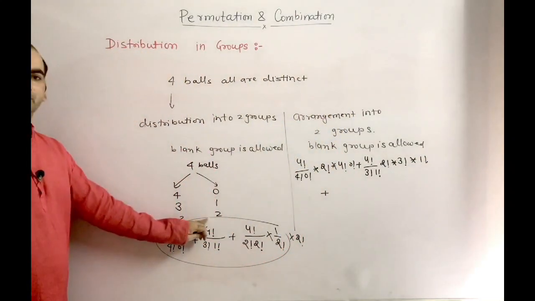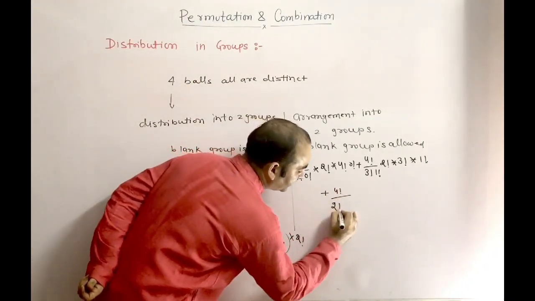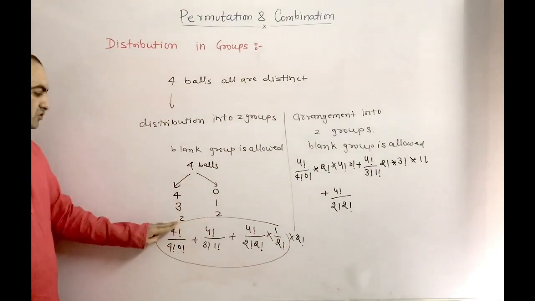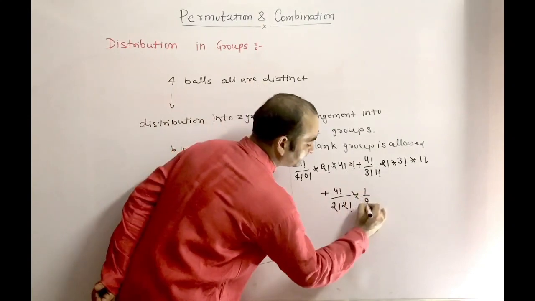2 comma 2. So what will come? 4 factorial divided by 2 factorial, 2 factorial. Now these two groups are the same size, so what we will do? Into 1 by 2 factorial.